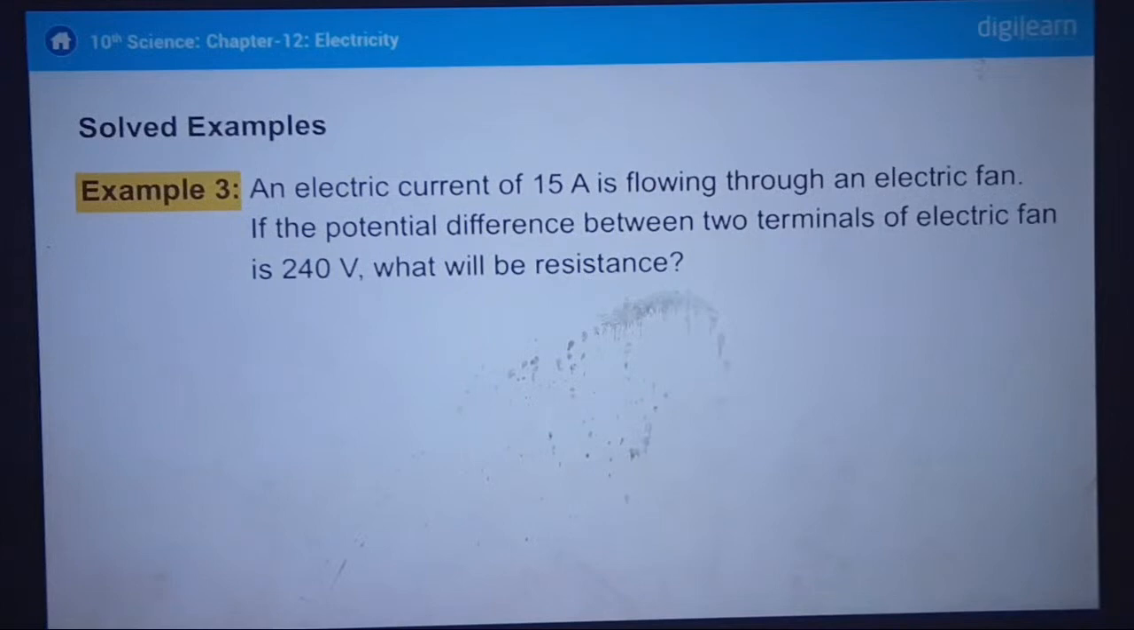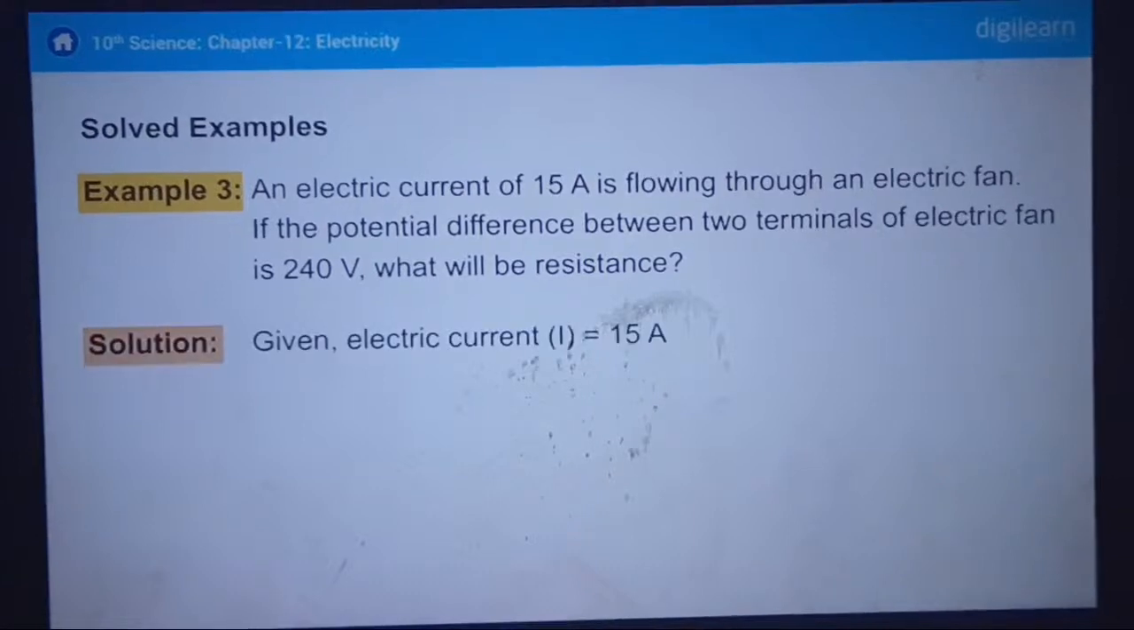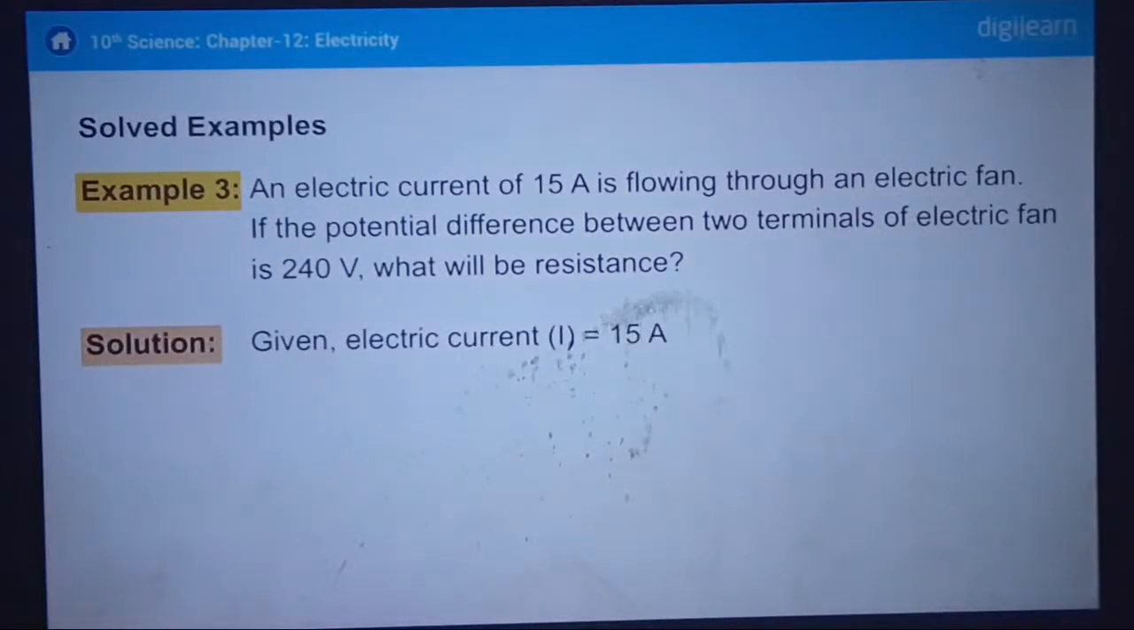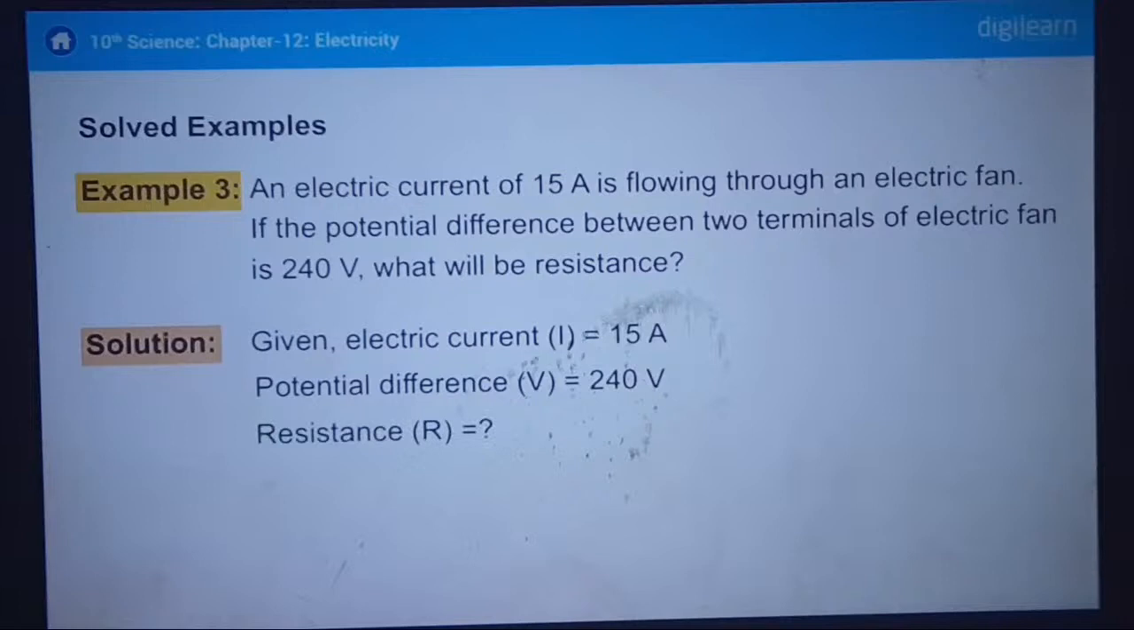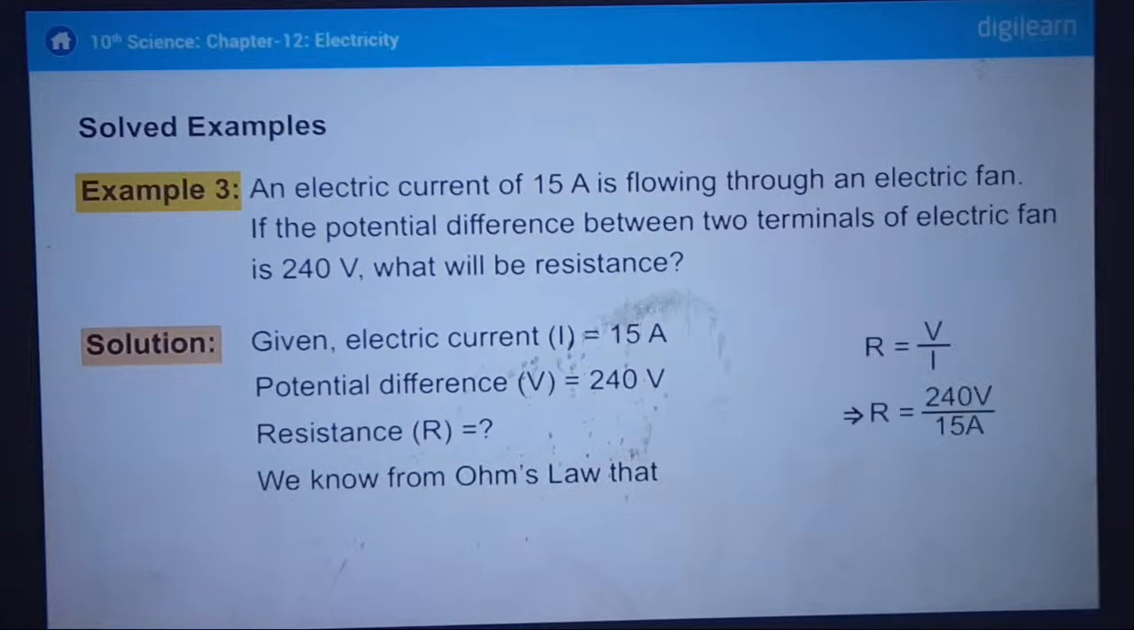Example 3. An electric current of 15 amps is flowing through an electric fan. If the potential difference between 2 terminals of electric fan is 240 volts, what will be the resistance? Solution. Given electric current I equal to 15 amps, potential difference V equal to 240 volts. Resistance R to be found out. We know from Ohm's law that R equal to V by I. Therefore, R equal to 240 volts by 15 amps. Therefore, R equal to 16 ohms.